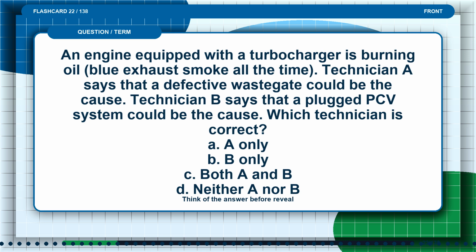Flashcard 22. An engine equipped with a turbocharger is burning oil, with blue exhaust smoke all the time. Technician A says that a defective wastegate could be the cause. Technician B says that a plugged PCV system could be the cause. Which technician is correct? A only, B only, C both A and B, D neither A nor B. Pause and think of the answer before the reveal.